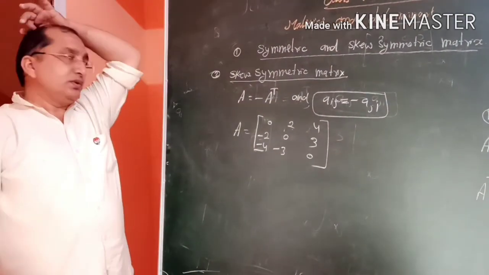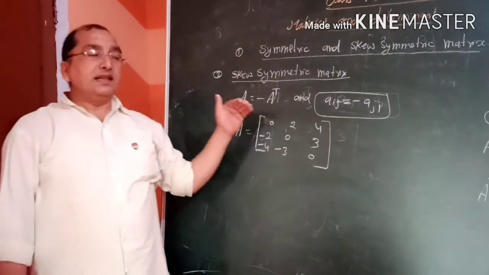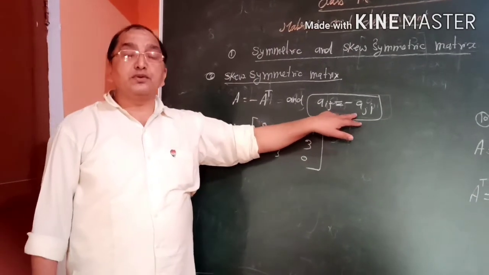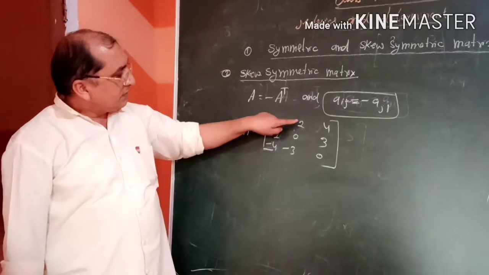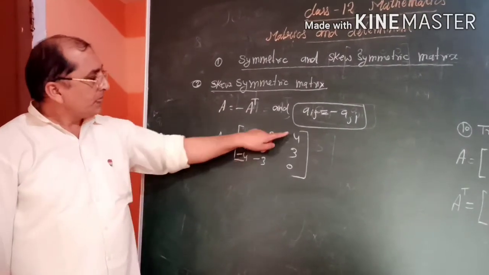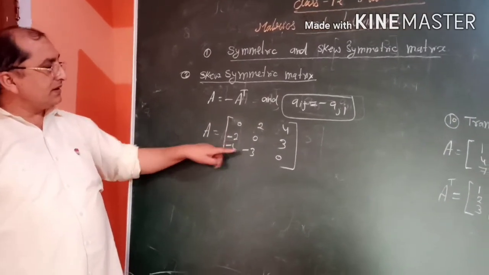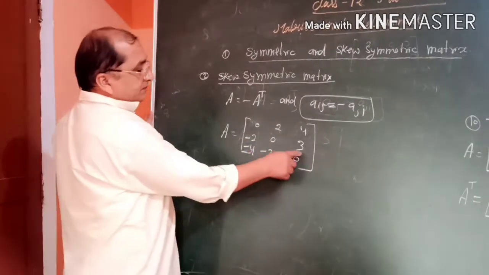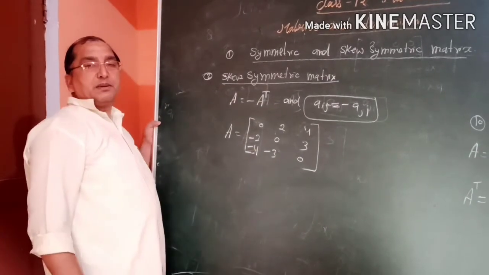I already told you that for a skew-symmetric matrix, the principal diagonal will be 0, 0, 0, and the rest of the elements are arranged in such a manner that Aij is equal to minus Aji. The first row second element and the second row first element are the same but opposite in sign. The first row third element and the third row first element are the same but opposite in sign. Likewise, the second row third element and the third row second element are the same but opposite in sign.